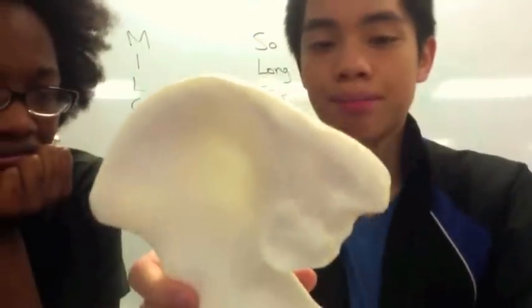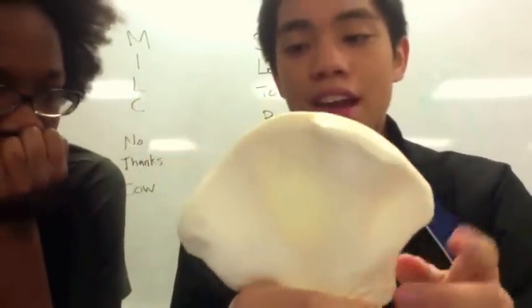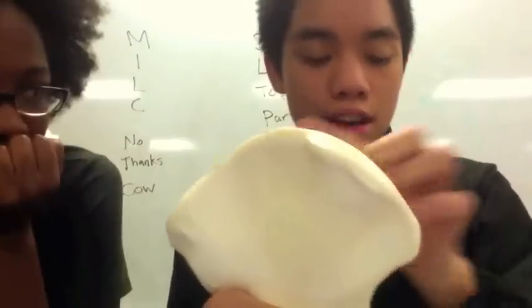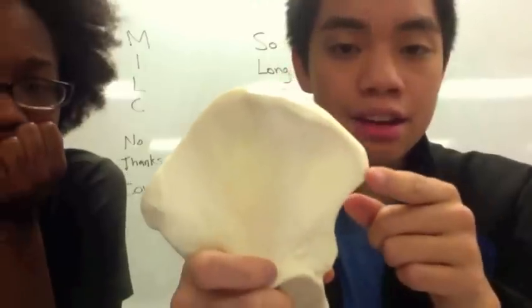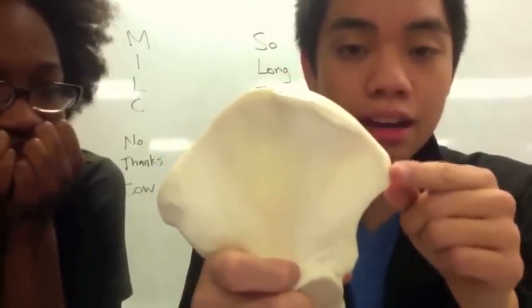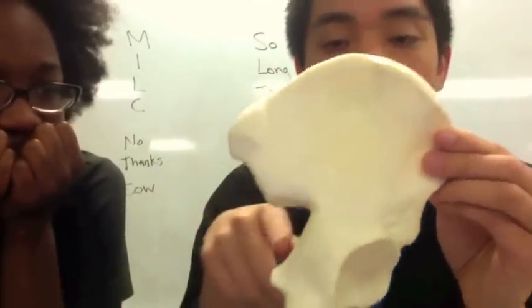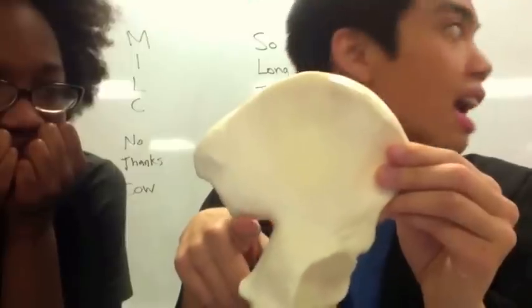You have the iliac crest, which is the curvature. You have the anterior superior iliac spine, which is this bump right here. On the opposite side, you have the greater sciatic notch.